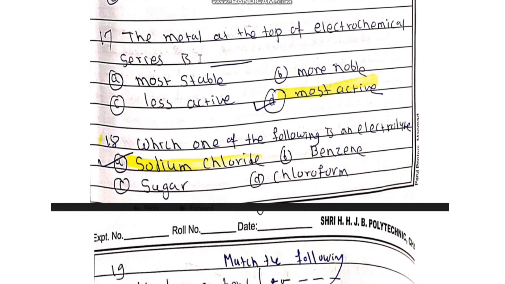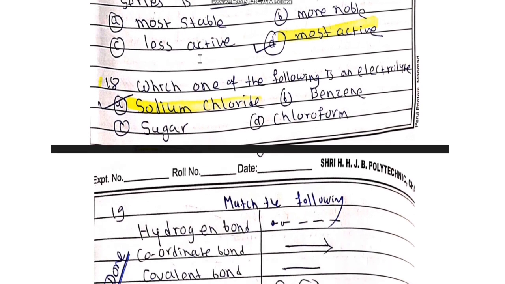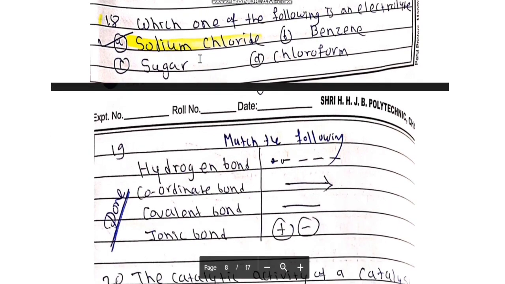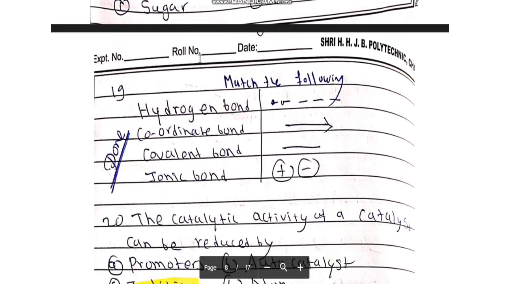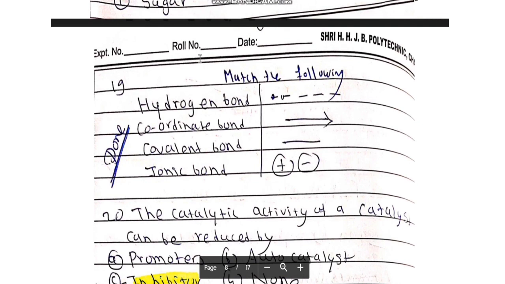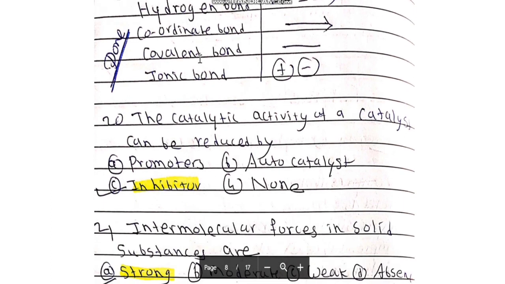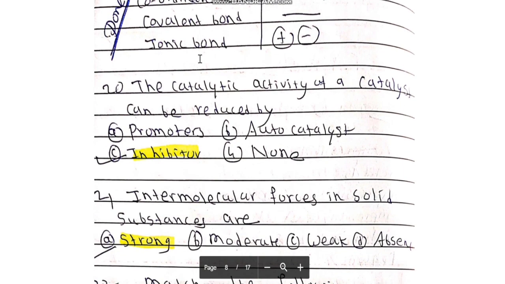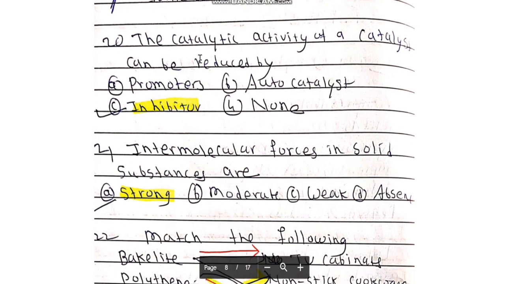Which one of the following is an electrolyte? Sodium chloride is an electrolyte. Symbols of bonds are given. You have to match the pair. Hydrogen bond is denoted by dotted line, coordinate bond by arrow, covalent bond by dash, and ionic bond by plus and minus sign or charge. The catalytic activity of catalyst can be reduced by inhibitor.